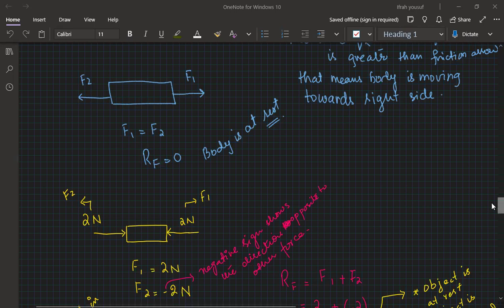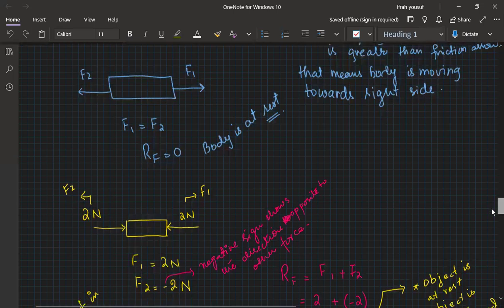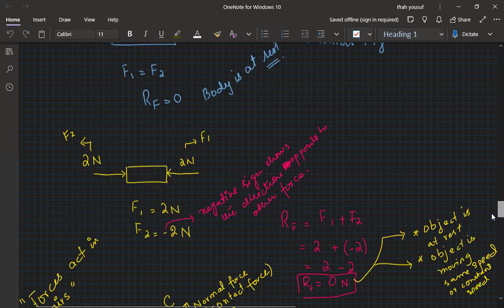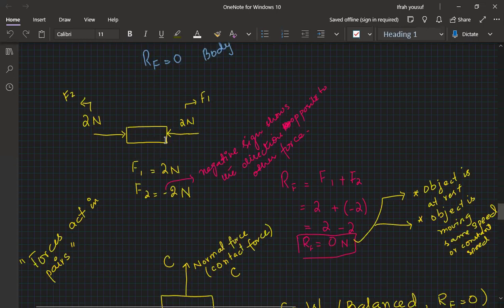That means they are both exerting on the same point or the same body, but in opposite directions. For example, I have taken one block here, and on this block, two forces are acting. One force is coming from the right side to the left, and one force is coming from the left to the right. The magnitude that I have written here is 2 Newton to the left and 2 Newton to the right.